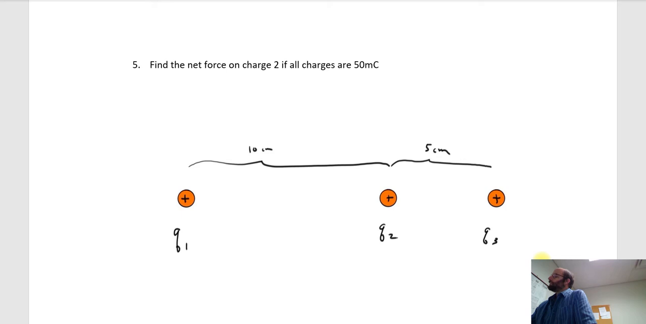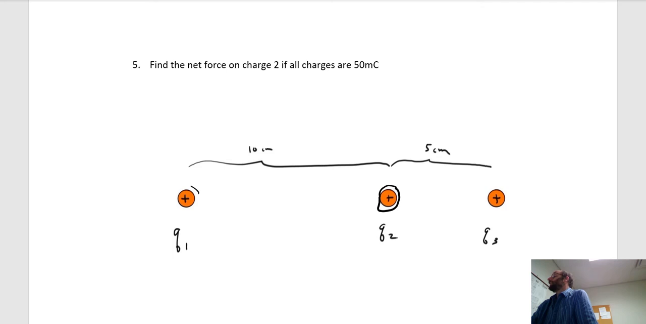Okay, so this is about charge 2. That's this one. Now, it's a problem about force vectors, so we should always start by drawing those force vectors. So, ask yourself, all right, how many forces act on this charge? Now there's two other particles.